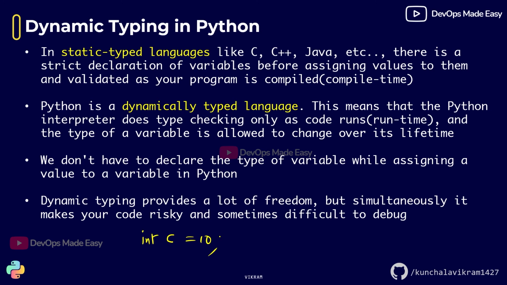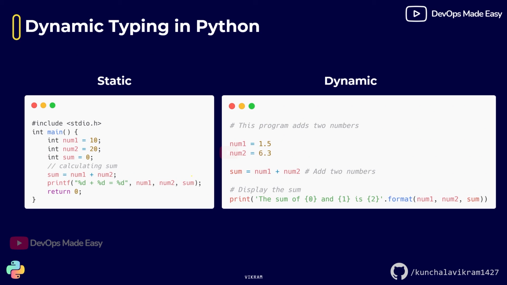The interpreter does this type checking only when the code runs, during the runtime, and the type of the variable is allowed to change over its lifetime. Let's say initially I have set c equal to 10, and during the runtime I can also make c equal to "hello", thus changing the type of the variable from integer to string. So Python is a dynamically typed language in which the type checking is usually done at runtime, and no strict declaration of the type of the variable is needed before the runtime. So this is the difference between static and dynamic.